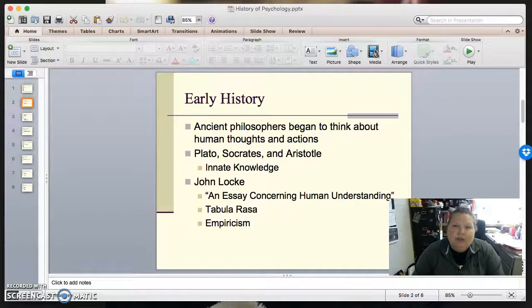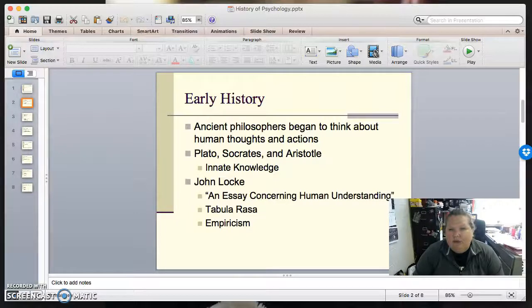All right, so psychology is the study of human behavior and mental processes, okay? The original definition only started with the study of mental processes. We were only able to look at people's thoughts, especially with the use of introspection. And that really started back with ancient philosophers. They began to think about human thoughts and actions, how people behaved and how they thought, and how we could determine why that happened.